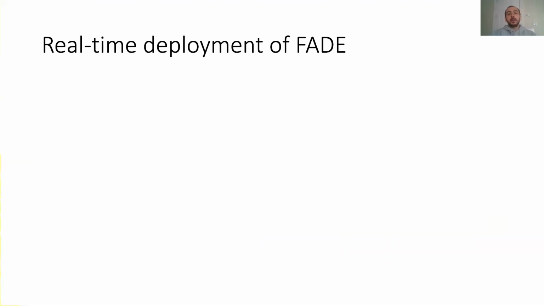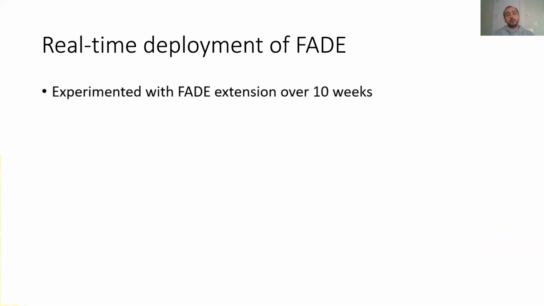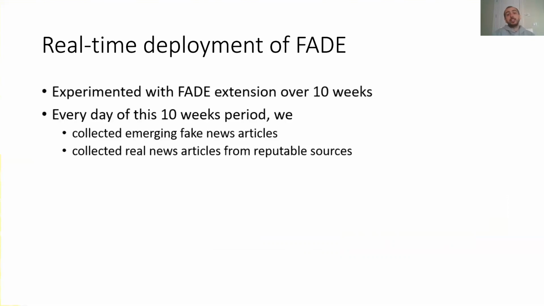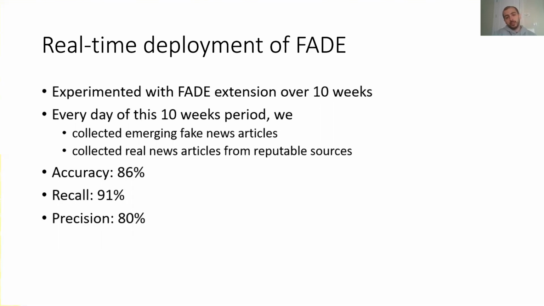We also deployed the FaDe extension in real time to see its performance on emerging fake and real articles. Over the period of 10 weeks, every day, we collected emerging fake articles and emerging real articles and ran them against our extension. We found that our extension performed with 86% accuracy, 91% recall, and 80% precision. We achieved almost the same results as our classifier. And this shows that the FaDe extension can perform in real world scenarios in real time against emerging fake and real articles.